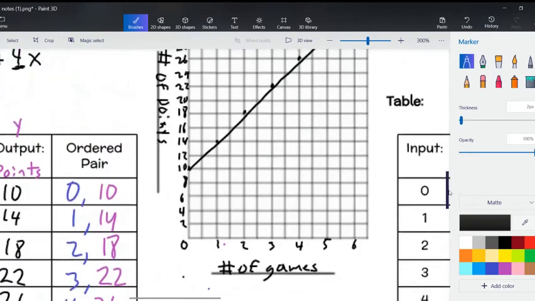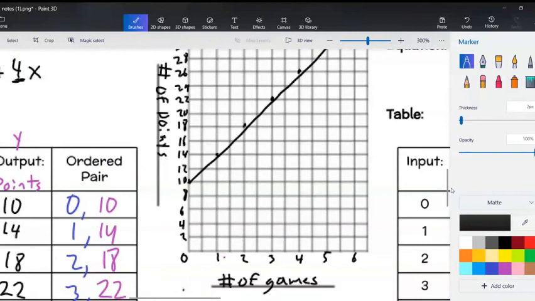The number of points didn't depend on the number of games. Sorry, the number of points did depend on the number of games. So if he scored 18 points, you could tell he played 2 games already. The amount of games changed the amount of points. The amount of points was dependent on the amount of games. Okay? He didn't score points and that gave him another game. He played the games and those gave him more points because the amount of points was dependent on the number of games. So your dependent variable is always going to be the thing that changed.